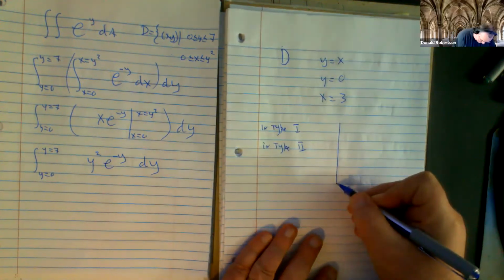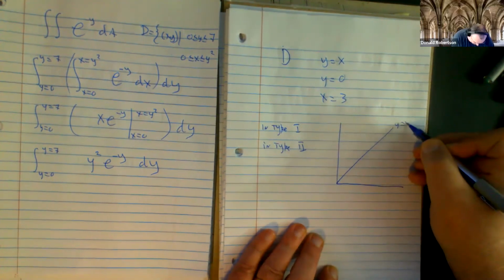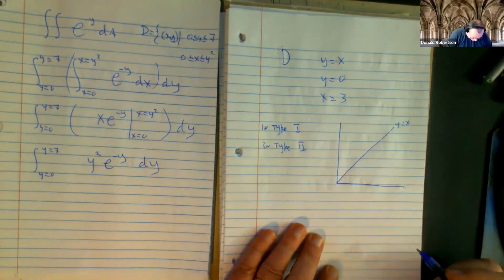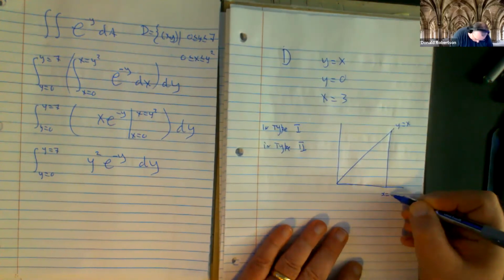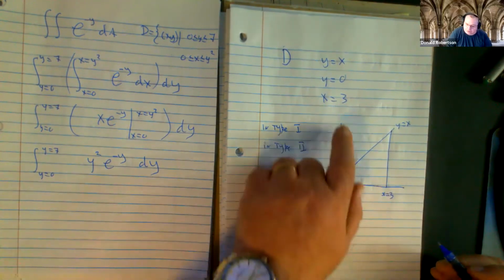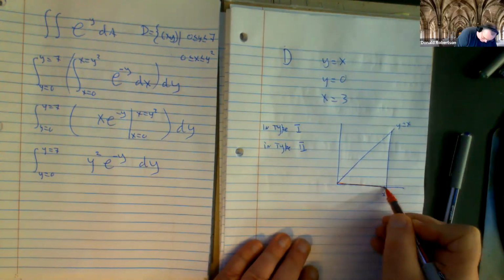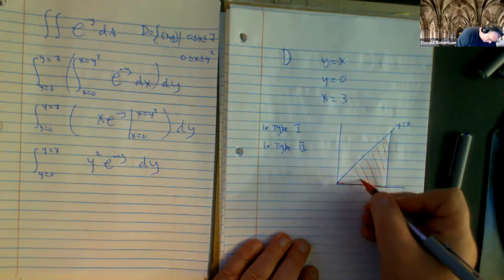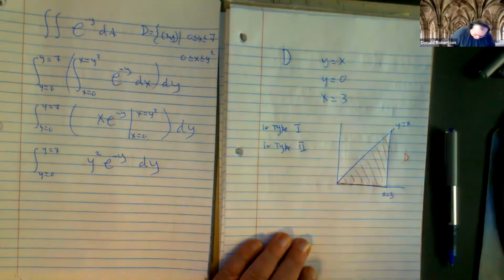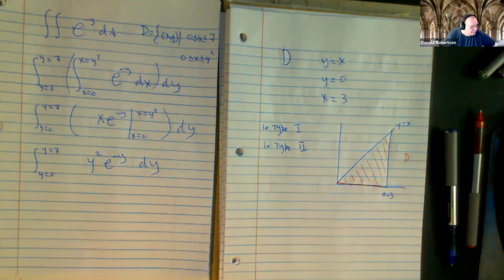So far, so good. I don't know what type 1 and type 2 is, but I'm going to show you in a minute. I'm going to draw the line y equals x. I'm going to do the line x equals 3. Would you agree the line x equals 3 is a vertical line? I'm going to do the line y equals 0. And would you agree y equals 0 is basically the x-axis? So when you put those three together, isn't the region D that red shaded triangle? So far, so good.